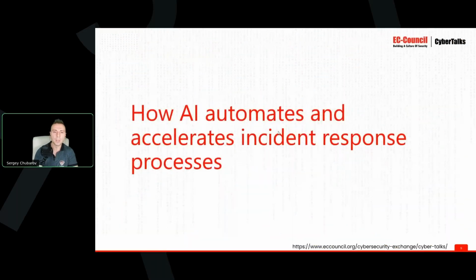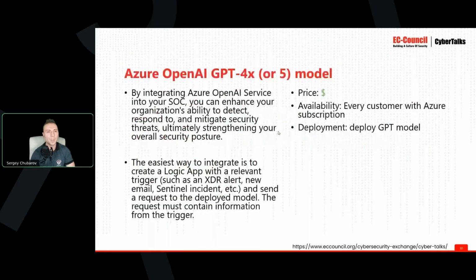So now what we need to do is send an appropriate request with our incident information to the model and ask for actions. So how am I going to do this? I will deploy the OpenAI GPT model. In my case, I have deployed 4.1, but it can be model 5. Newer models usually have more accurate responses.